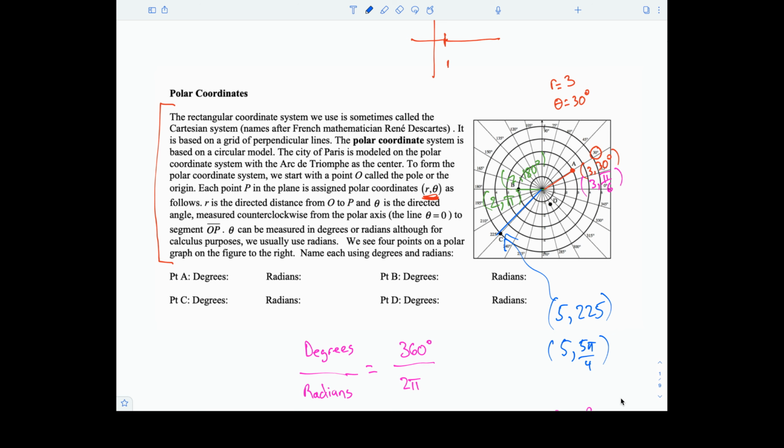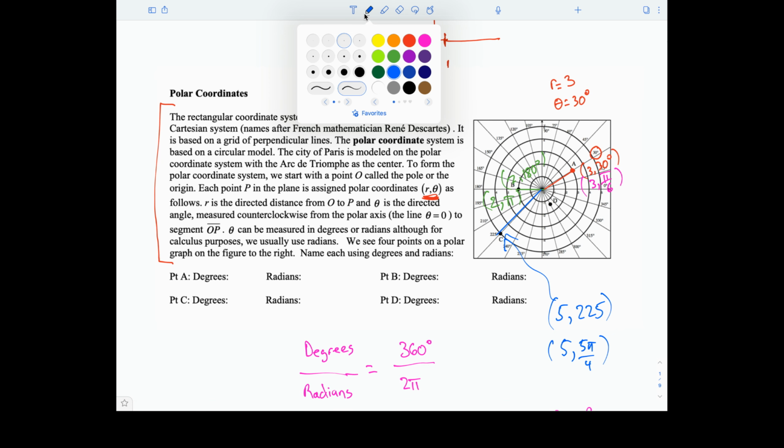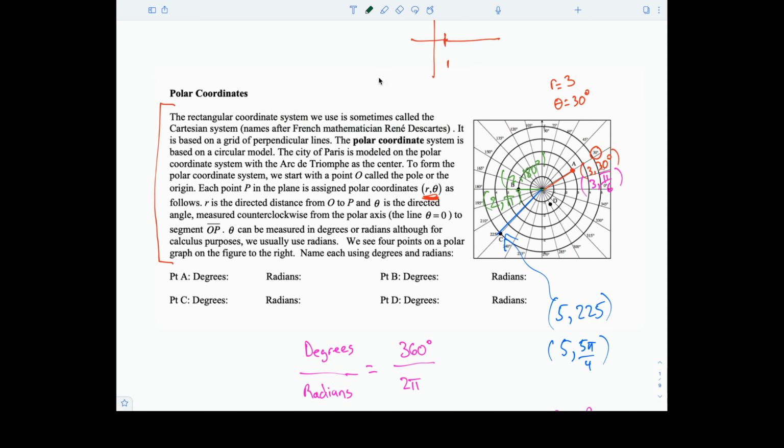Okay, and last but not least, we have point D, which is here, and I know these are kind of hard to see. It looks like it goes out 1.5. So we're going to just say that this is 1.5, and that's at 300. So (1.5, 300), which is (1.5, 5 pi over 3). And there we have it.